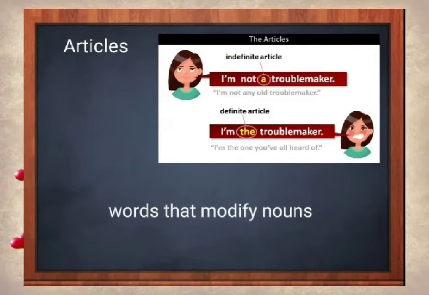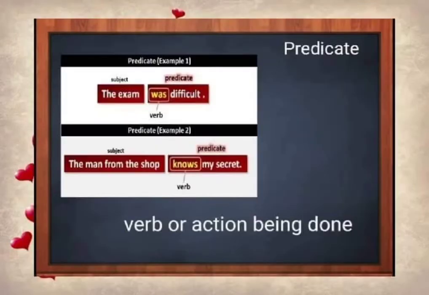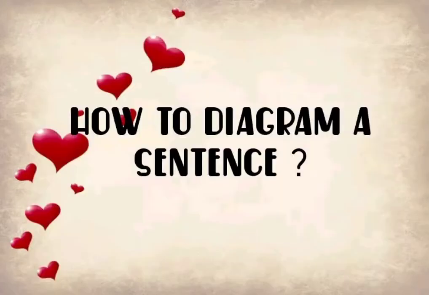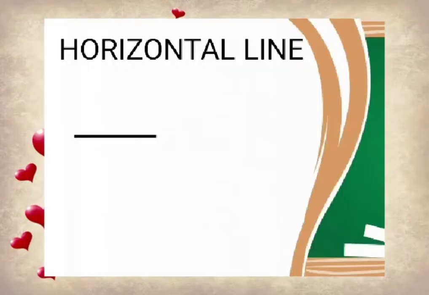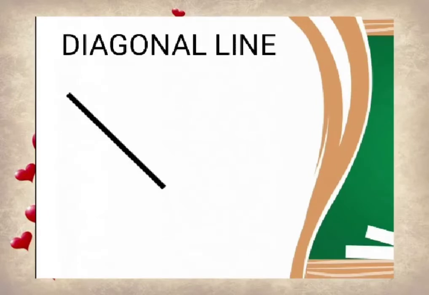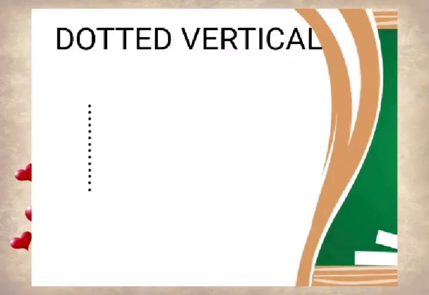Articles, words that modify nouns. Predicate, verb or action being done. Conjunctions, words that connect other words together. How to diagram a sentence: horizontal line, vertical line, diagonal line, and dotted vertical line.